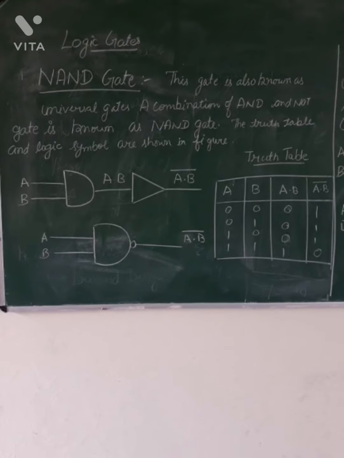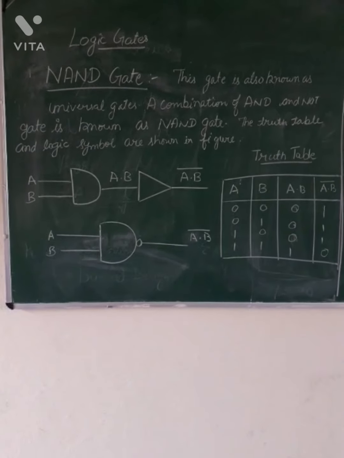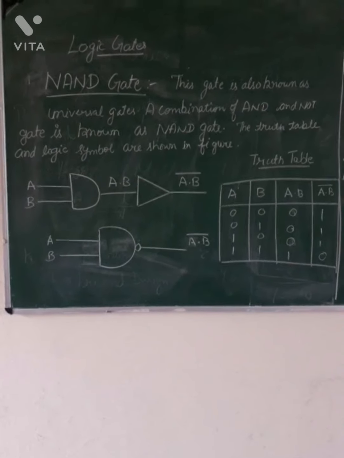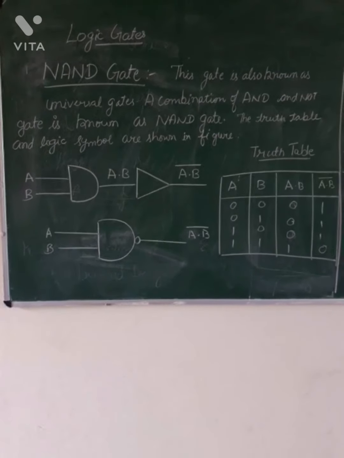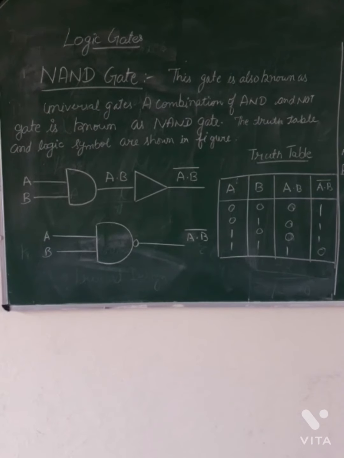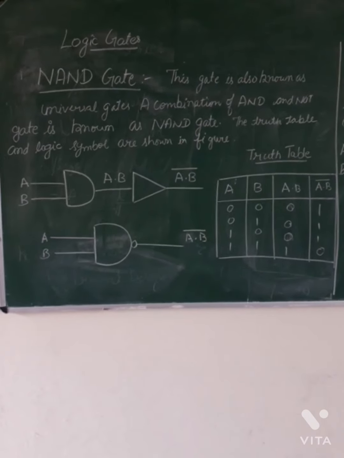The other diagram is where A, B are the inputs, and on the right hand side there is a small circle. So here the circle represents the NOT gate. So the output becomes A dot B bar. So the truth table has four columns, that is A, B, A dot B and A dot B bar.